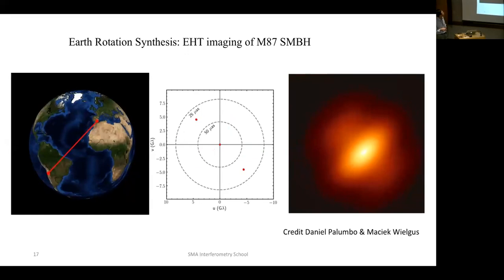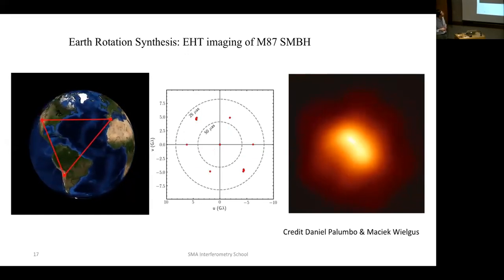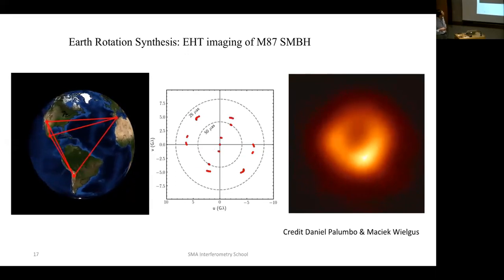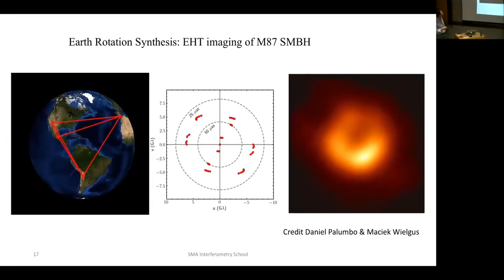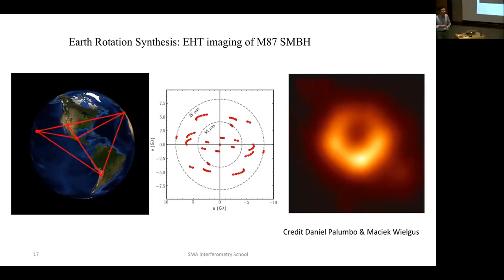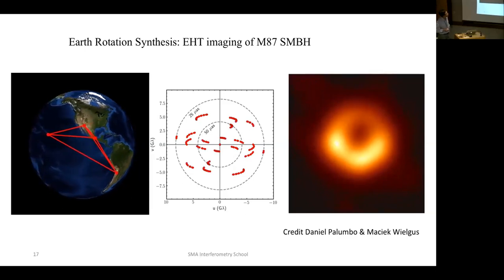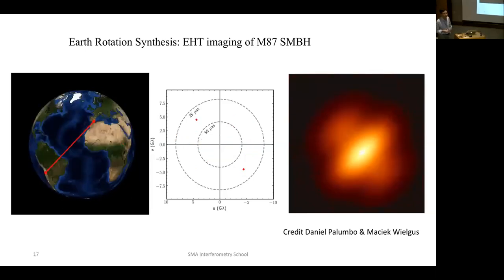As you can see, let's start again. You first have one baseline here, and you have a lousy image. As you add more antennas, as Earth rotates, you populate those data points in this visibility domain, and that yields a much nicer image of this supermassive black hole.